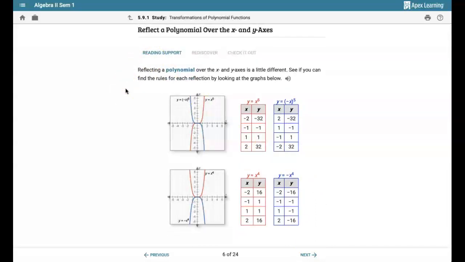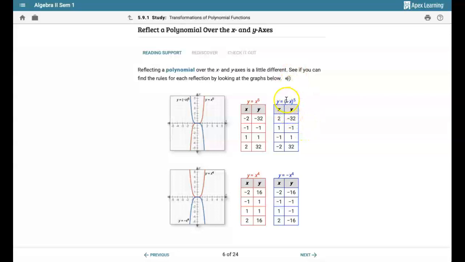Now, when we are reflecting across our x and y axes, what that looks like is plugging in our different values. The difference here being, if I'm reflecting across my y-axis, I have to have f of negative x. What that means is I plug in the negative x value and then I do my to the power of whatever.